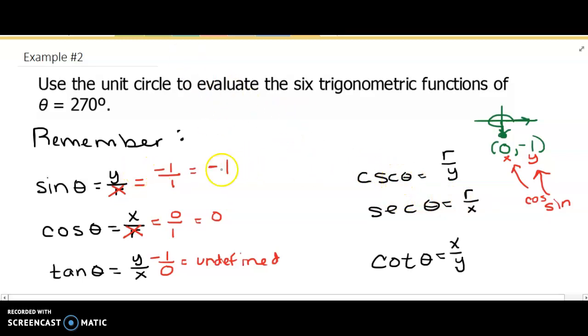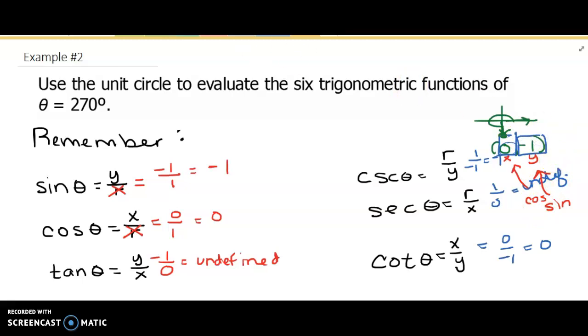So that's pretty cool because now I can find cosecant. I know cosecant is 1 over sine, which is just 1 over -1, so -1. Secant is 1 over cosine, so 1 over 0, which is undefined. And my cotangent is the reciprocal of tangent, so 0 over -1, which is just 0. So once again, the unit circle is great because my x-coordinate is my cosine, my y-coordinate is my sine.